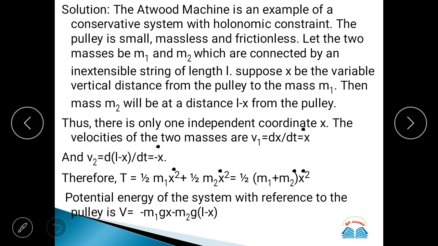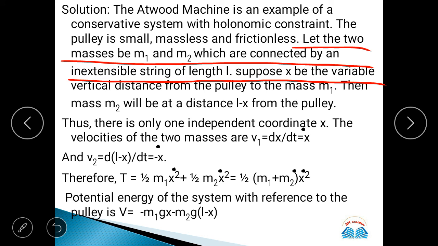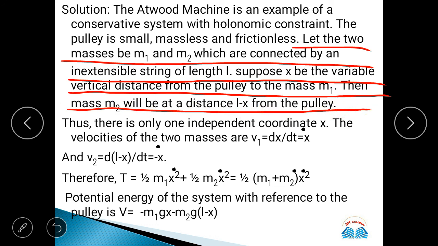This is the second method, which is the same as the previous one, but in this solution I am just describing the language to solve this question. Let the two masses be m1 and m2, connected by an inextensible string of length L. Suppose x is the variable vertical distance from the pulley to the mass m1, then mass m2 will be at distance L minus x from the pulley. These are all the language of this solution. Thus there is only one independent coordinate, which is x.